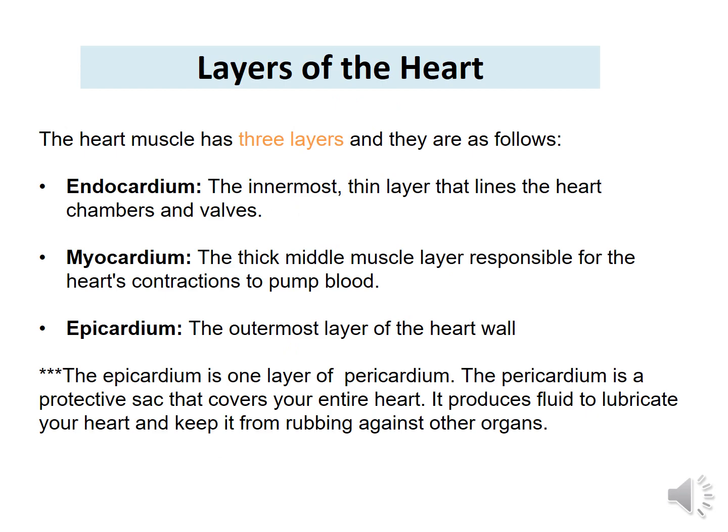Layers of the heart. Actually, the heart muscle has three layers: endocardium, myocardium, and epicardium. Of course, as we know, cardium refers to the heart. Endocardium is the innermost or internal layer of the heart. Myocardium is actually the main part of the heart. It's the thick middle muscle layer. Epicardium means the outermost or external layer of the heart, and actually epicardium is one layer of the pericardium. Pericardium is like a sac filled with fluid to keep the heart lubricated and to keep our heart from rubbing against other organs, like a protective layer.